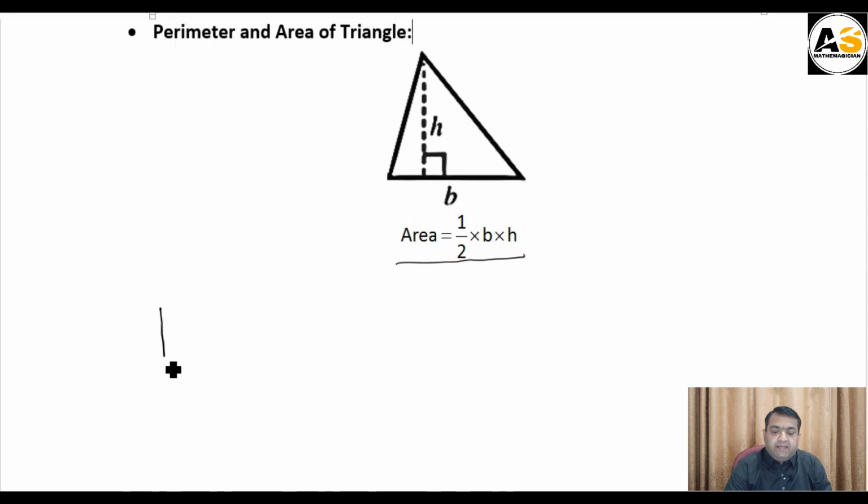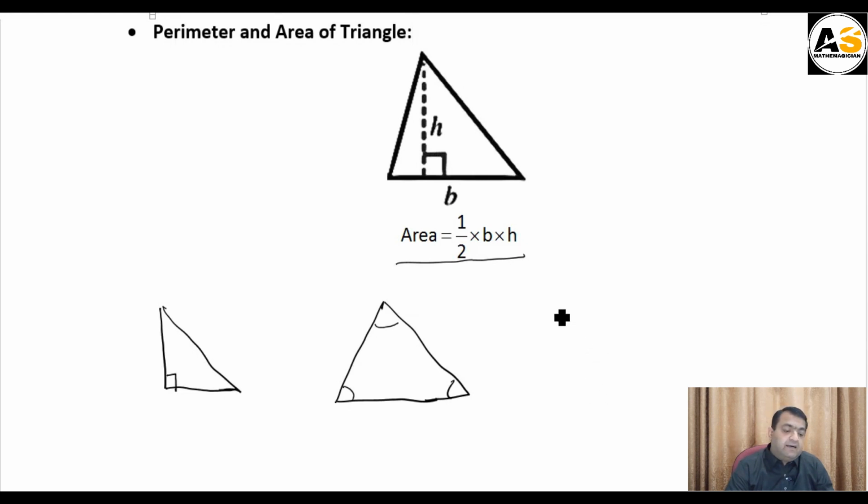Number one, I am taking a triangle which is a right angle. That is, its one angle is 90 degrees. Secondly, I am taking a triangle each of whose angles is less than 90, or every angle is acute. This will be like this. And third case is a triangle whose one angle is greater than 90, which is obtuse. Suppose this.